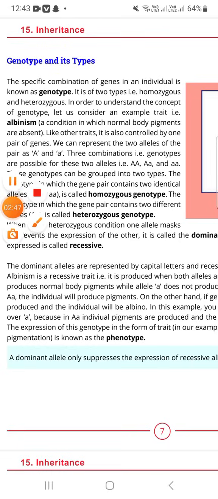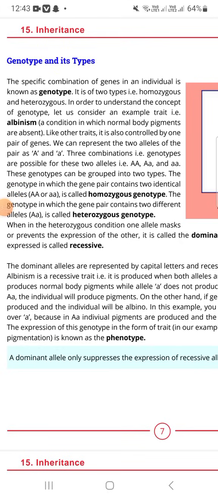The dominant allele is represented by a capital letter and the recessive by a small letter. When both alleles provide normal body pigment, the individual is normal. When both alleles do not produce pigment, the individual will be albino. This is an example: because the individual's pigments are produced, the trait is expressed. Pigmentation is the phenotype, determined by the allele.